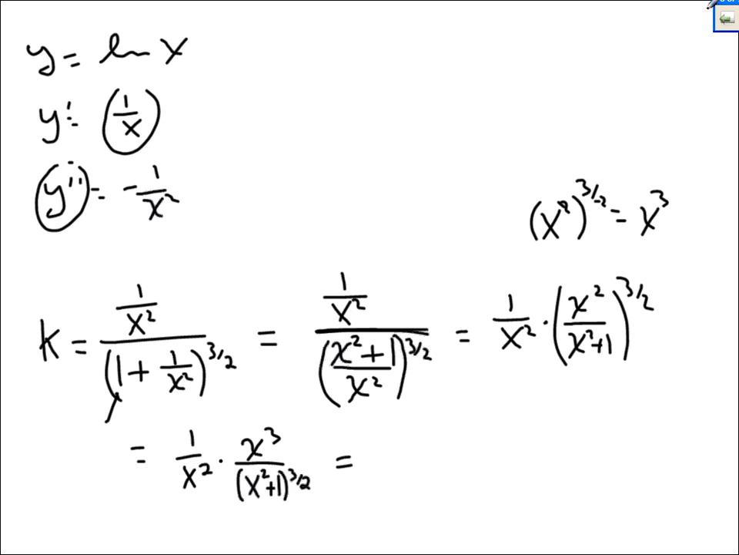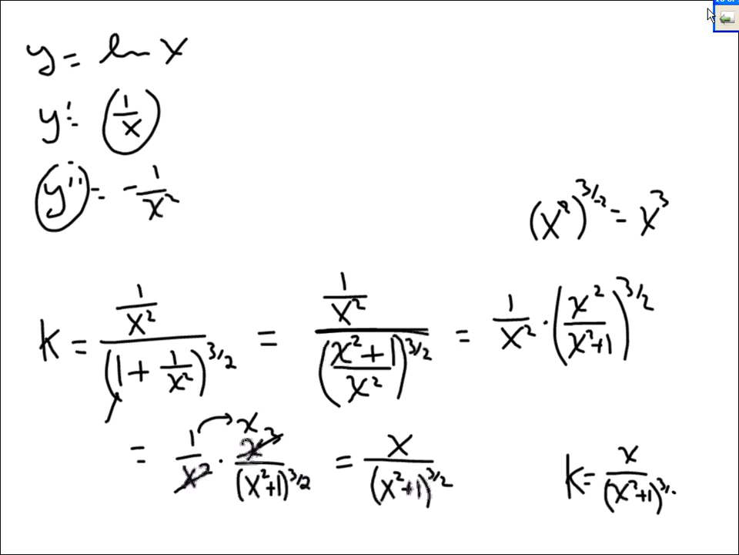Can't really do much for that. That x squared goes into x cubed, x times. The numerator is the result of 1 times x, and the bottom is x squared plus 1 to the 3/2. That's what k equals. k is equal to x over x squared plus 1 to the 3/2. Now I want to find out what the most that is.